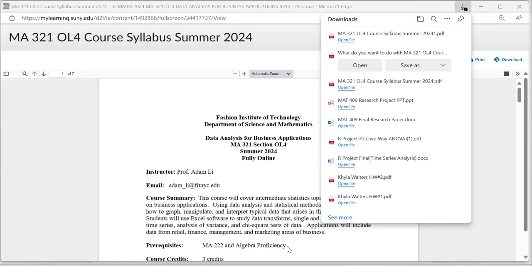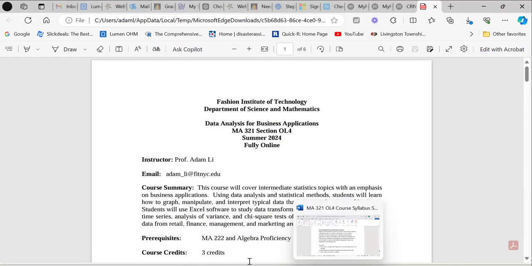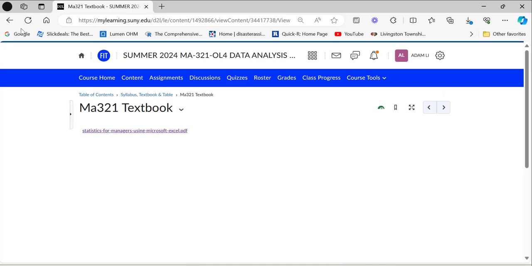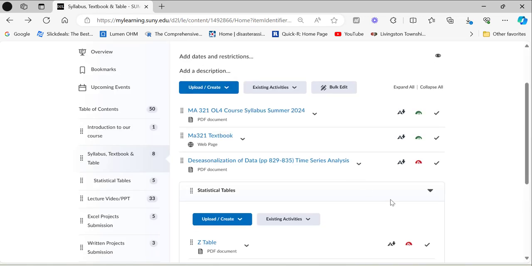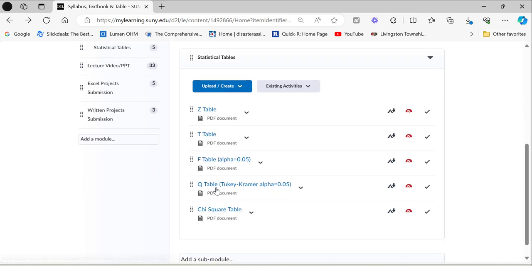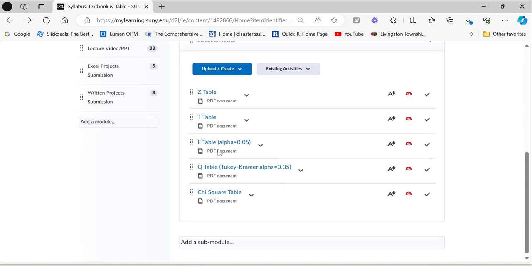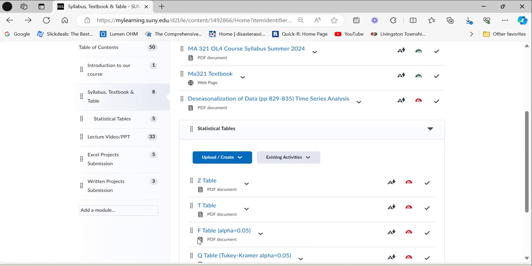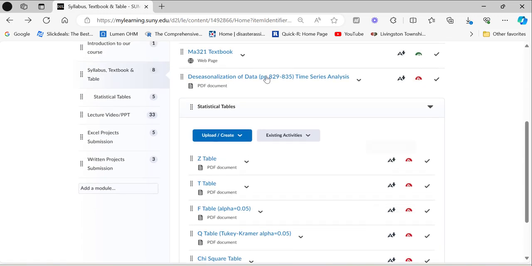And also, let's close out this, go back to this. And also all the tables you need for the entire semester: Z table, T table, F table, Q table, chi-square table, they are all listed here. You're gonna use them throughout the semester. So this is a central location for you to locate all the files.